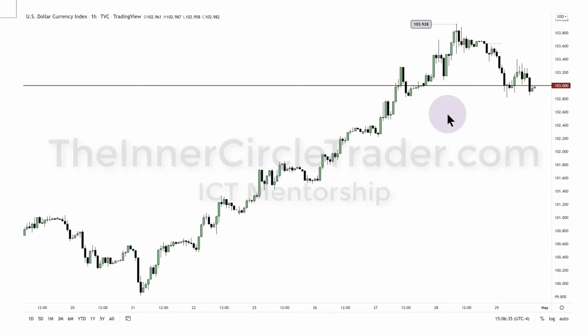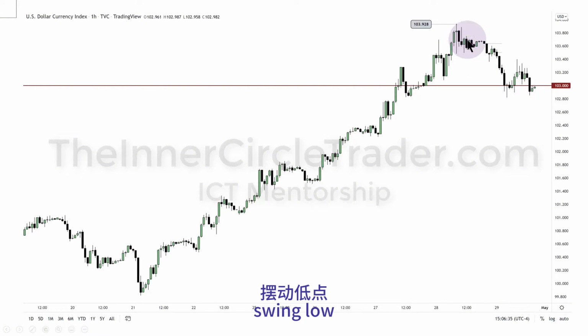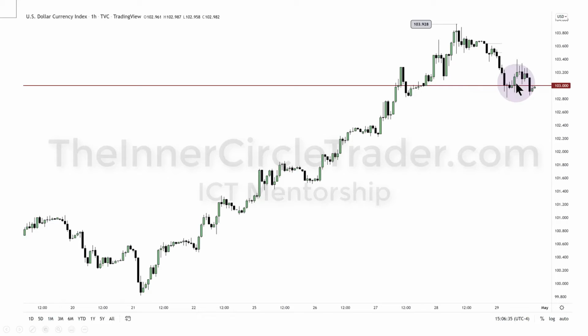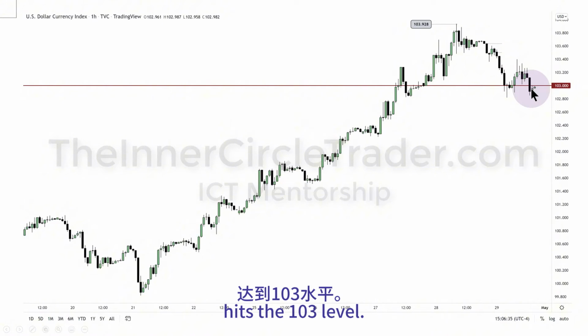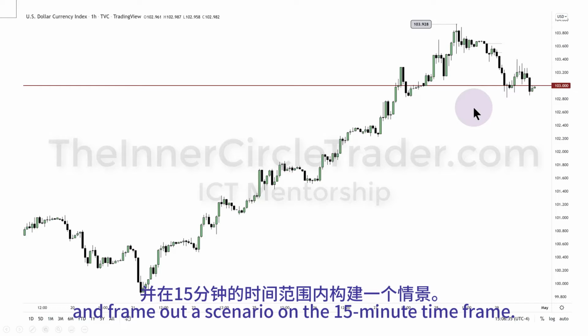All right, hourly chart. And you can see we had a nice little displacement here. Swing low, taken, runs up into SIBI or fair value gap. Breaks down, attacks the 103 level, and runs back up into an imbalance there, and then once again hits the 103 level. Let's use this logic here and frame out a scenario on the 15-minute time frame.